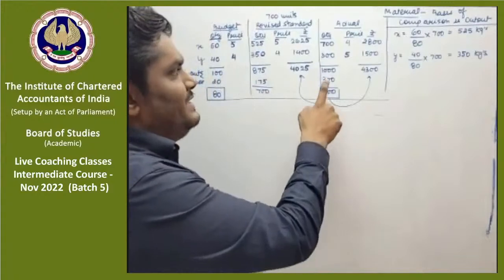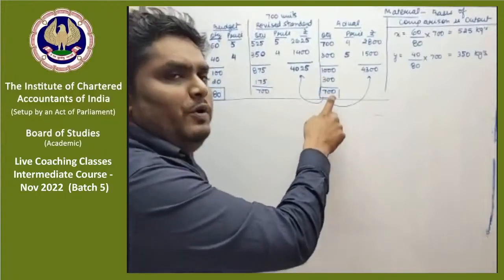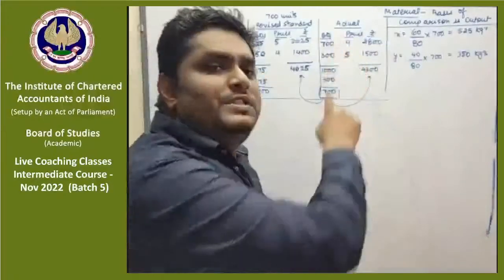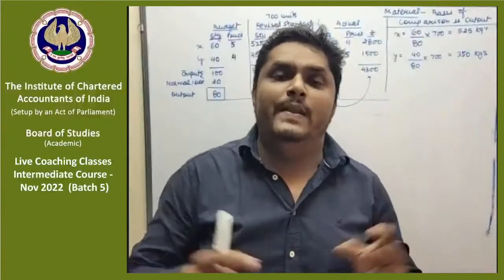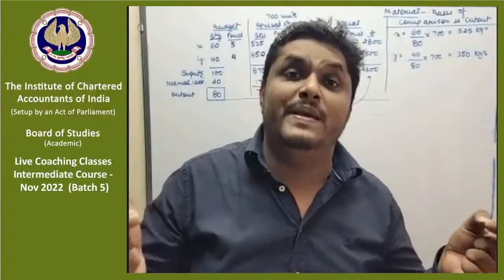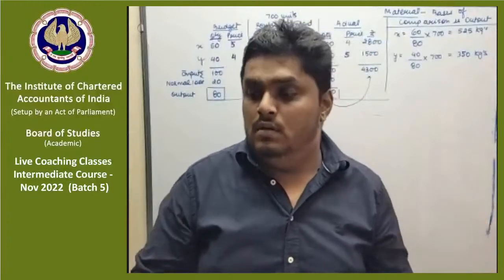When talking about 700, I have taken the output 700, not the input 700, Sushil Kumar Bang. I repeat again, in case of material, the basis of comparison is output.